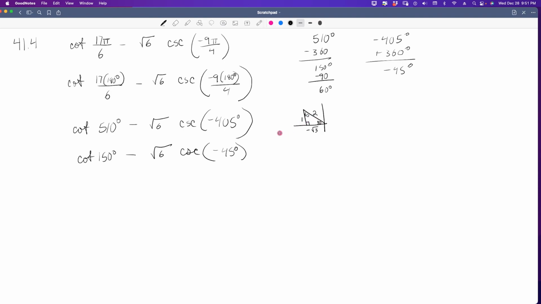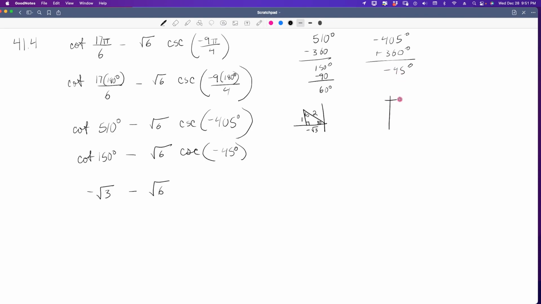So again, looking at cotangent, cotangent is going to be the adjacent over the opposite. So negative square root of 3 over 1. Which we know that anything over 1 is a whole number, so we can just write the negative square root of 3 as our answer. Minus the square root of 6 times whatever this is. So let's find where this lives.